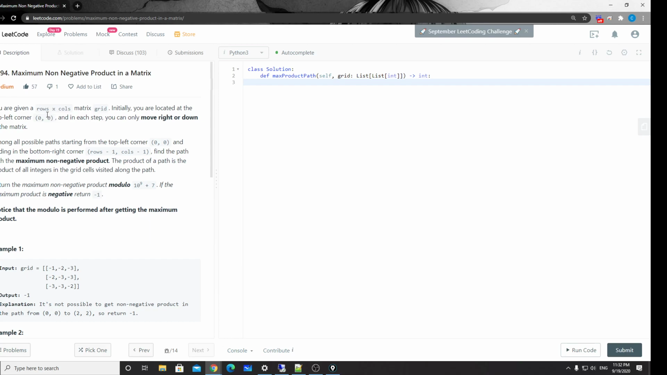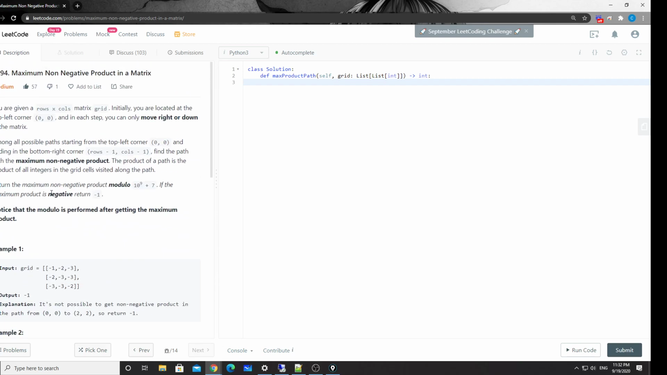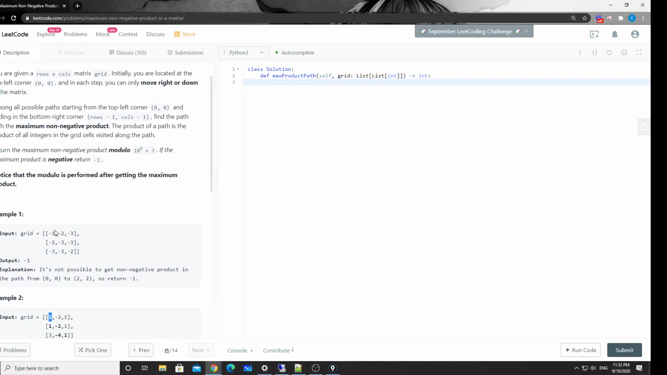Basically, you're given a 2D matrix with any numbers, which could be zero, one, or positive or negative, and you start at the top left corner and end at the bottom right corner. You're only allowed to move either down or to the right. It asks you to return the maximum product, and if the maximum product is negative, you return -1.